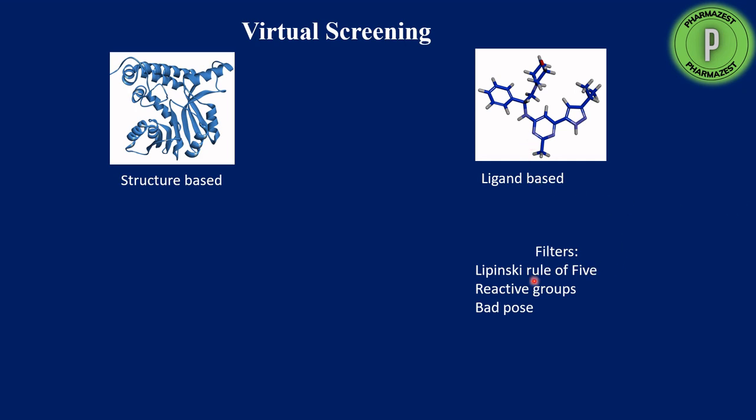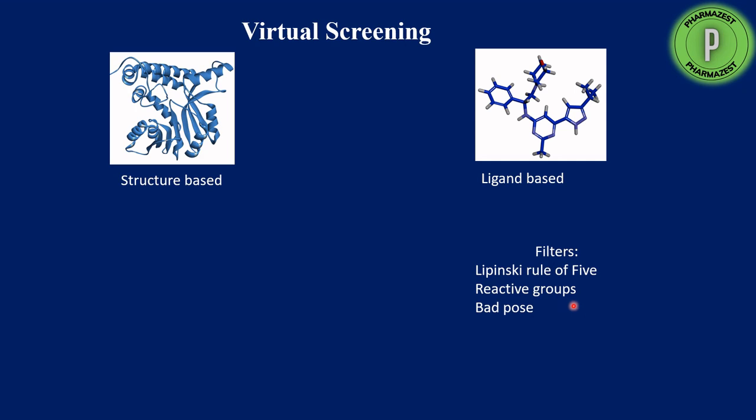And we apply different filters like Lipinski rule of 5, reactive groups, bad pose. So Lipinski rule of 5 means if the molecular weight of the compound is more than 500, we eliminate the compounds. So only the compounds having a molecular weight less than 500 are retained, and the remaining compounds are eliminated. So that is one filter. Similarly, there are other filters like number of hydrogen bond donors, hydrogen bond acceptors. So these criteria are also applied.